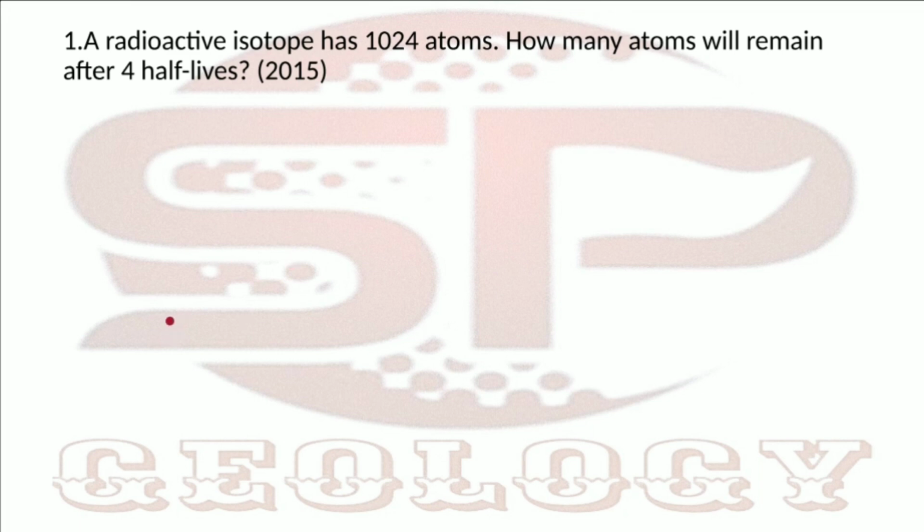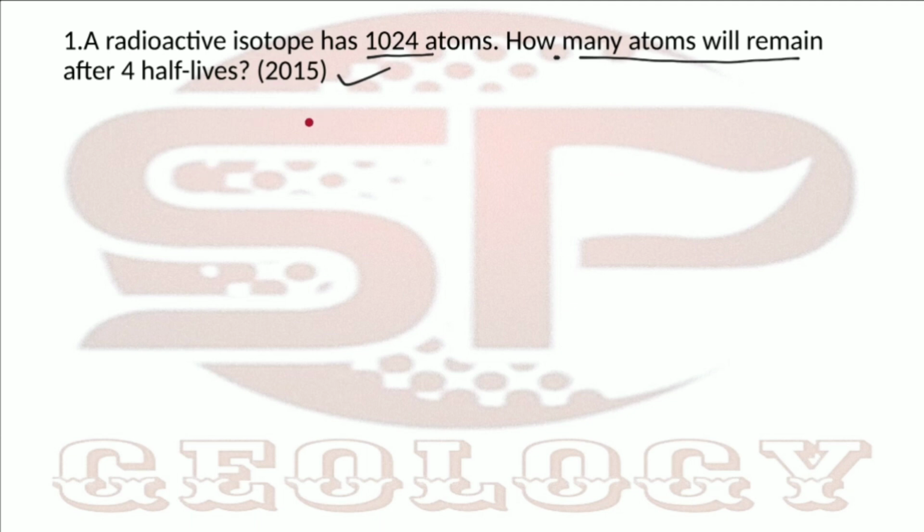Today we discuss the numerical of physical geology 2024 to 15. The first question is from 2015. A radioactive isotope has 1024 atoms. How many atoms will remain after 4 half-lives?